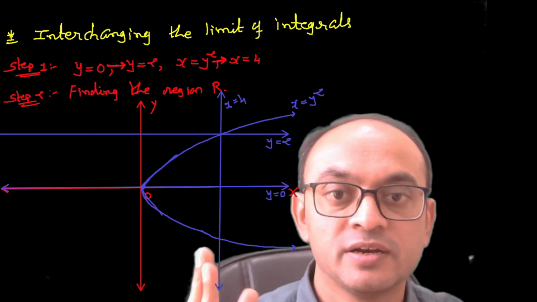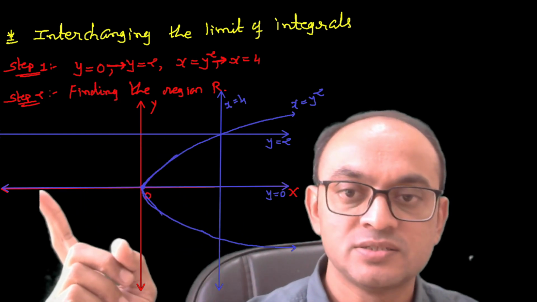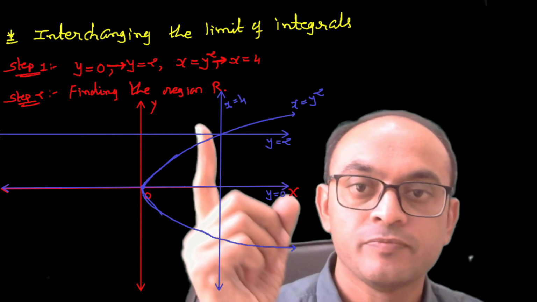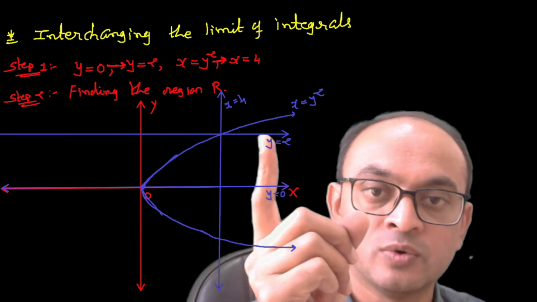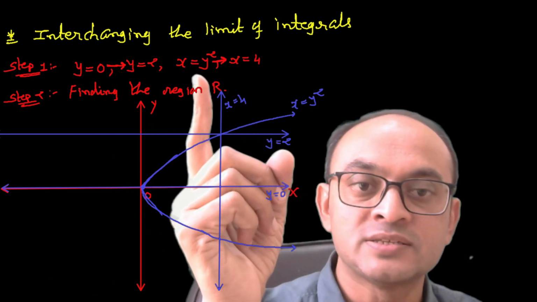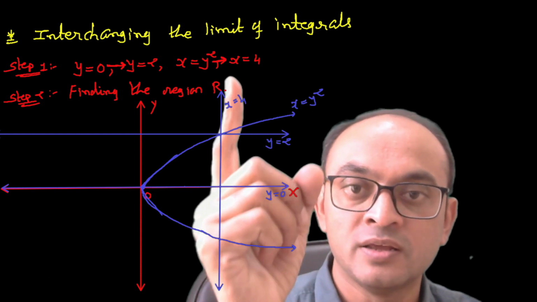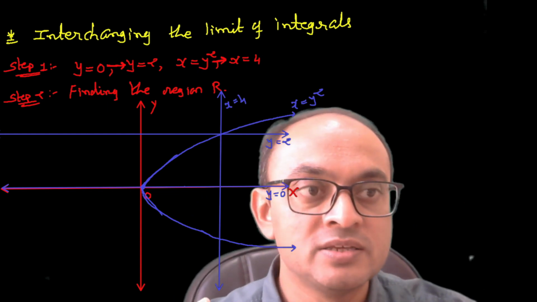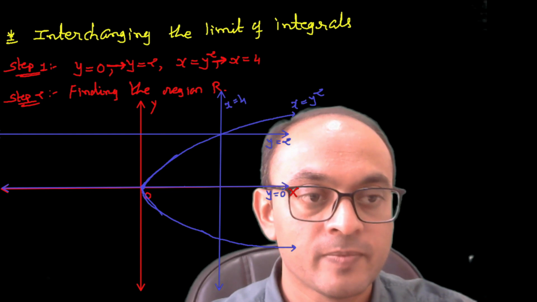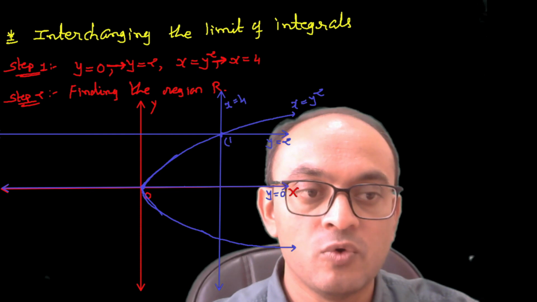So here is the region. Let me explain. The line y equal to 0, which is the x-axis, and the line y is equal to 2. Next the curve x is equal to y square, and the line x is equal to 4. This intersection point is what? When x is equal to 4, what is the value of y? Value of y is 2.